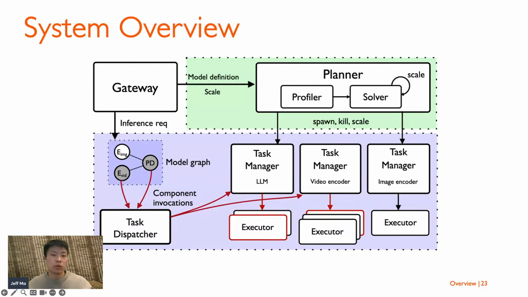So in general, Cornserve has two large components, the planner marked with the green box and the distributed runtime marked with the purple box. Now the planner here is not yet open source because we're still working on integrating it into the big system, so stay tuned for updates. But notice that both the planner and the runtime rely on the model definition or the model graph, which is worth explaining.